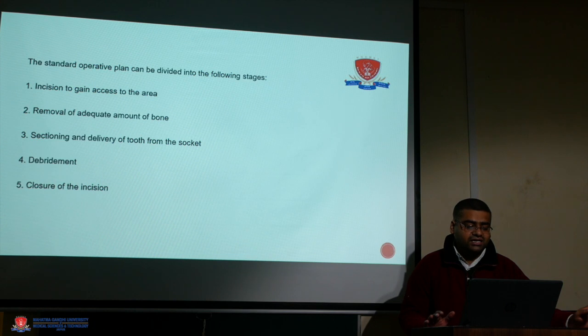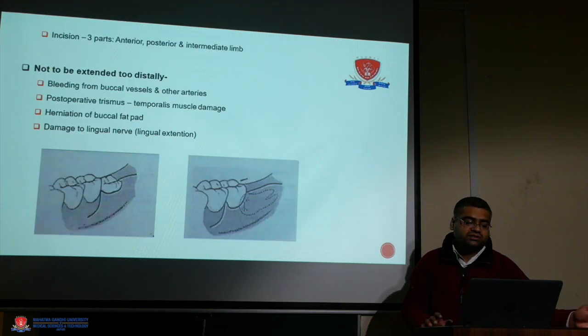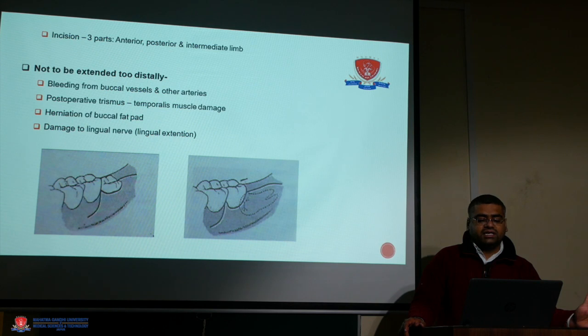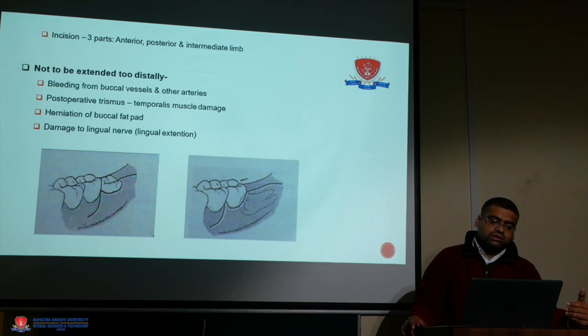Incision to gain access to the area, removal of adequate bone from around the tooth, sectioning and delivering of the tooth from the socket, debridement and closure of the incision. For incision, there are a vast number of incisions, but mostly it's in three parts: anterior, posterior and an intermediate limb, not extending distally, because blood vessels are there, the buccal vessel and other arteries. Going beyond the limit can cause post-operative trismus, pterygoid muscle damage, herniation of the buccal fat pad, and damage to the lingual nerve. So we have to protect this while giving the incision.